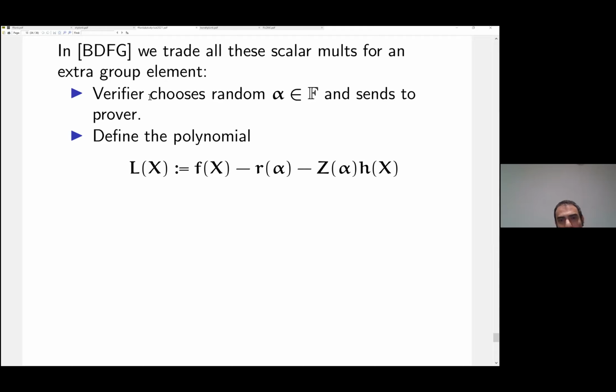Well, the verifier chooses a random alpha and sends it to the prover. And now we look at the polynomials that before the verifier had to encode in G1 and G2; we just randomly fixed them. So we look at this polynomial L of X, which is equal to F of X minus R of alpha minus Z of alpha times H of X.